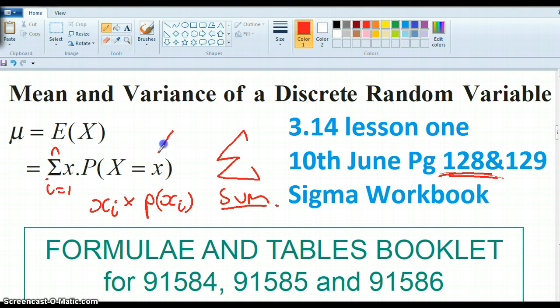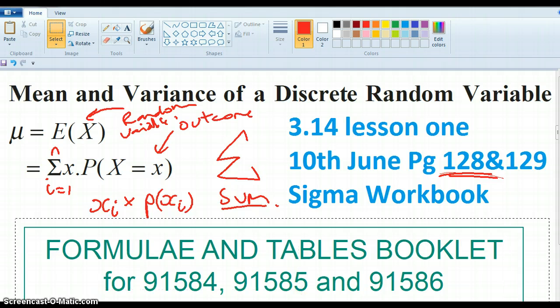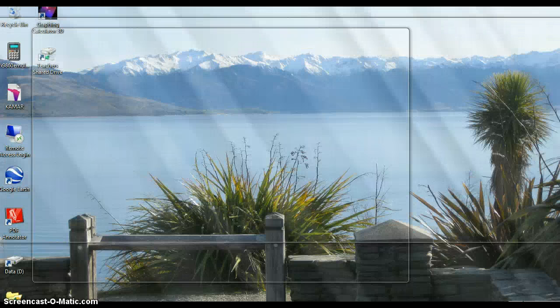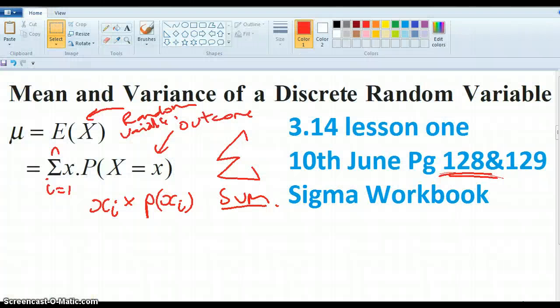So I guess this here is a specific outcome, and this here is the random variable. Okay, so the random variable can take on certain specific outcomes. I'm going to show you this formula with a very simple case that you're all familiar with. Okay, so we've got a dice.